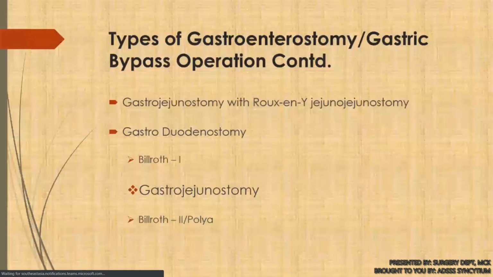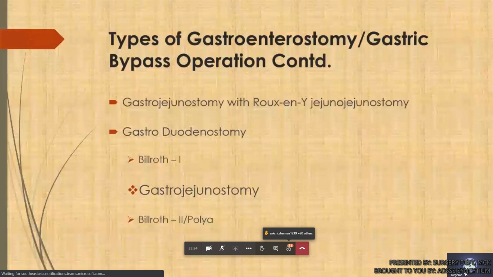But nowadays, in a benign condition, we prefer gastrojejunostomy with Roux-en-Y jejunojejunostomy. Loop gastrojejunostomy is not advocated nowadays. Nowadays, the preferred operation is gastrojejunostomy with Roux-en-Y jejunojejunostomy to avoid biliary reflux. In this Roux-en-Y, biliary reflux is almost nil. To avoid this biliary reflux, this operation is nowadays advocated.